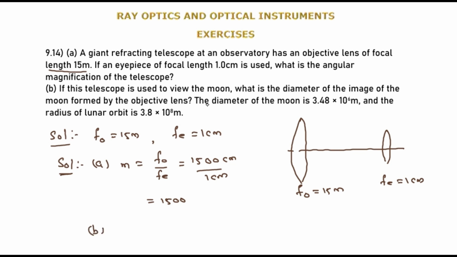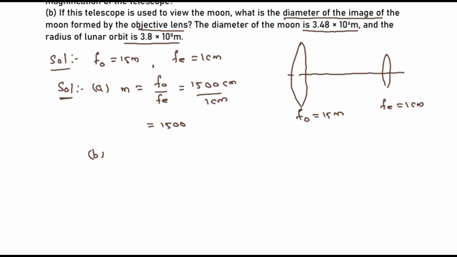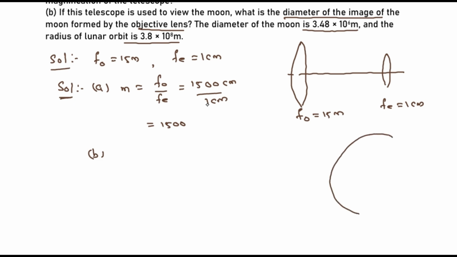if this telescope is used to view the moon, what is the diameter of the image of the moon formed by the objective lens? Here we have to take only the objective lens, we have to ignore the eyepiece. The diameter of the moon is given as 3.48 into 10 power 6 meter, and the radius of the lunar orbit is 3.8 into 10 power 8 meter. That means this is the lunar orbit. It is nothing but, suppose say, Earth. So this value is given as 3.8 into 10 power 8 meter. We are on the surface of the Earth and the moon is here.